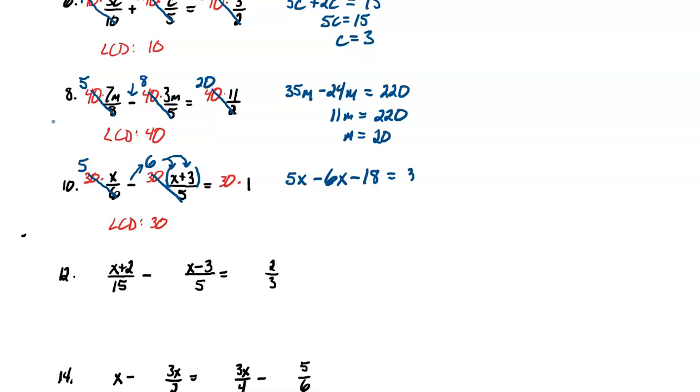On the right side, 30. 5x subtract 6x is negative 1x. Add the 18 to the other side. X is negative 48.